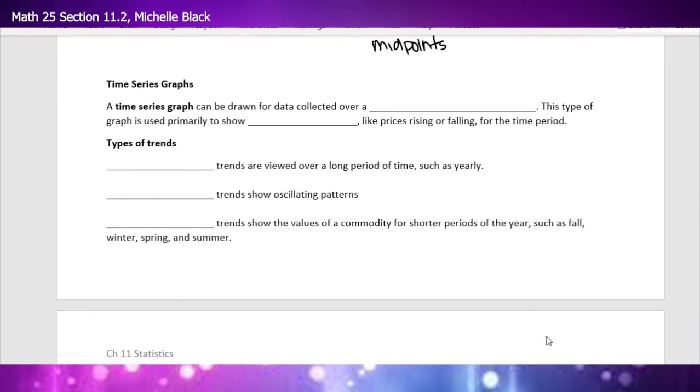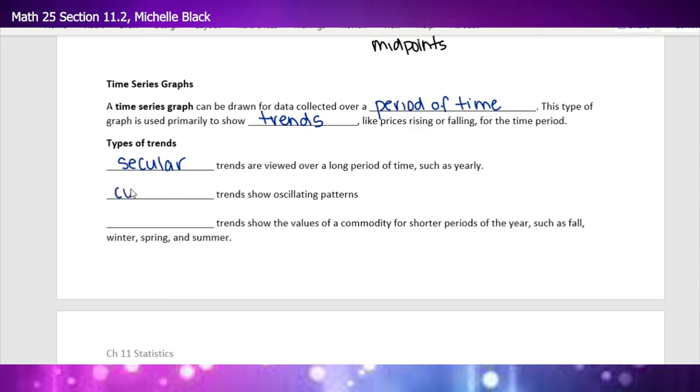Time series graphs. A time series graph can be drawn for data collected over a period of time. This type of graph is used primarily to show trends, like prices rising or falling for the time period. Some types of trends we have are secular trends, which are viewed over a long period of time, such as yearly.